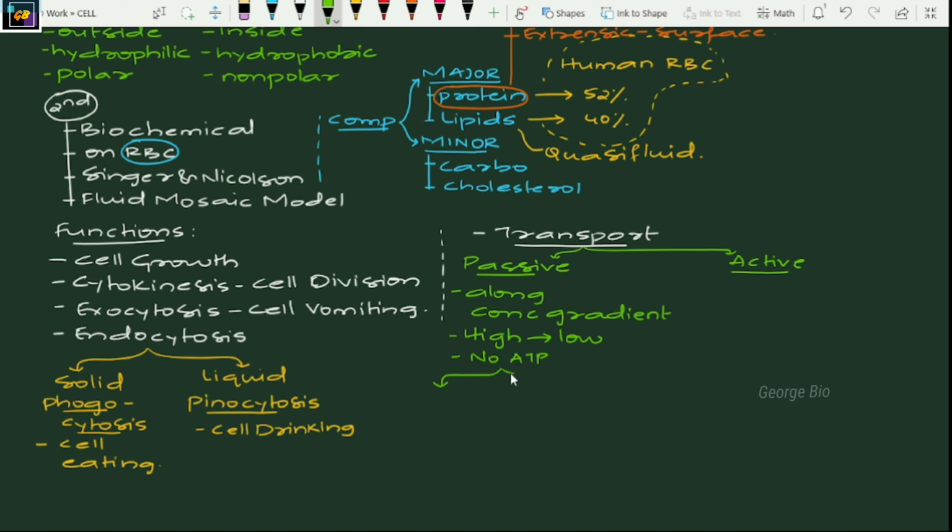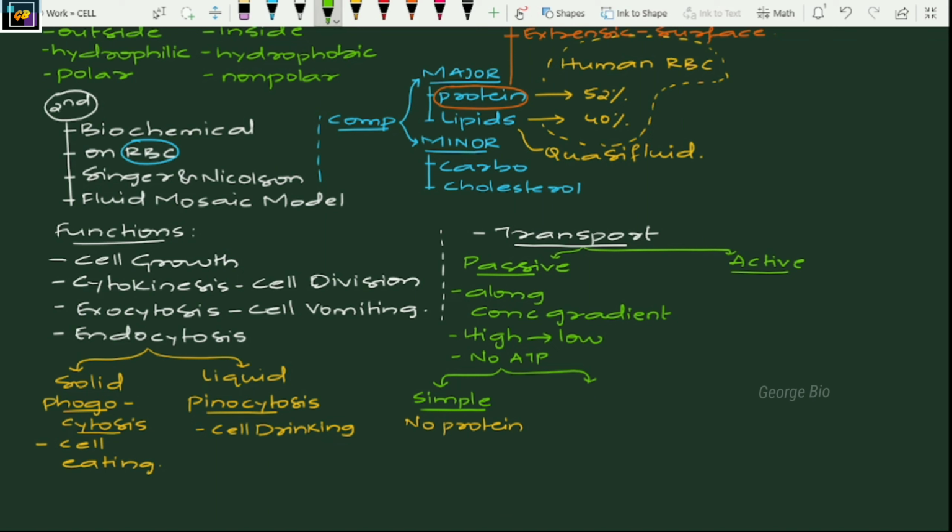Number 1, if it is without involvement of protein carriers, then that is called simple diffusion. So what is simple diffusion? Transfer of substances along the concentration gradient from high concentration to low concentration without using ATP and no proteins involved. So here there are no protein carriers involved.